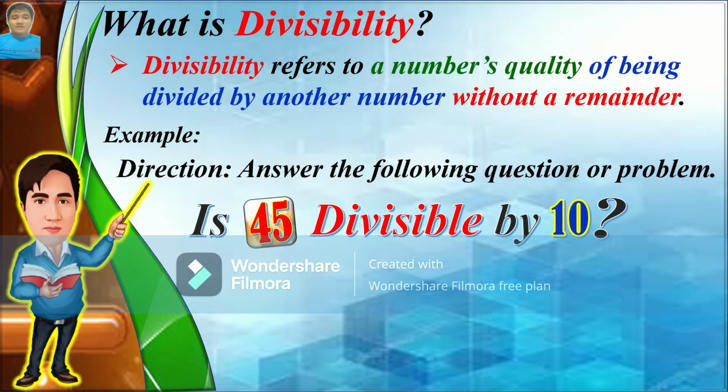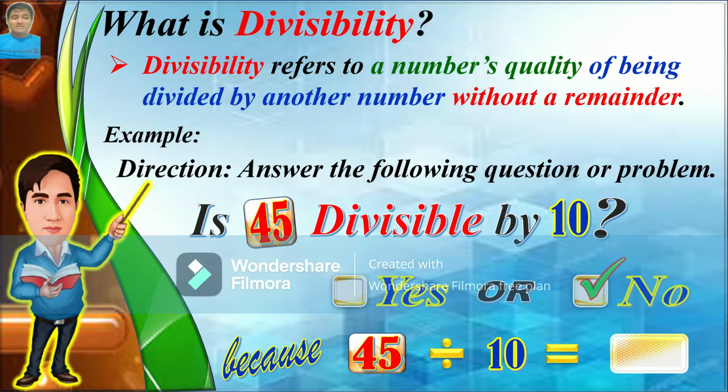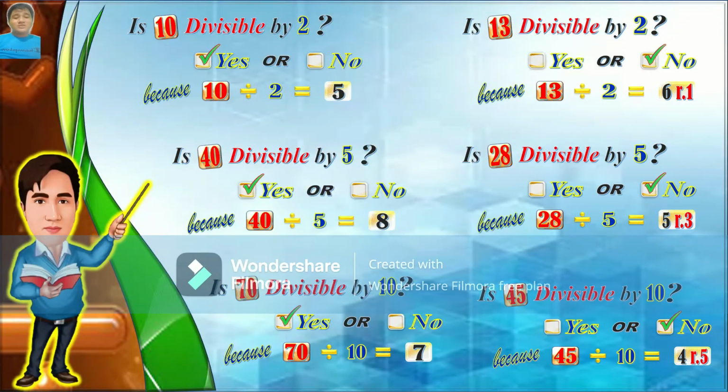Next, is 45 divisible by 10? Or can you divide 45 by 10 without remainder? Yes or no? Brilliant. The answer is no, because 45 divided by 10 is equal to 4 remainder 5.